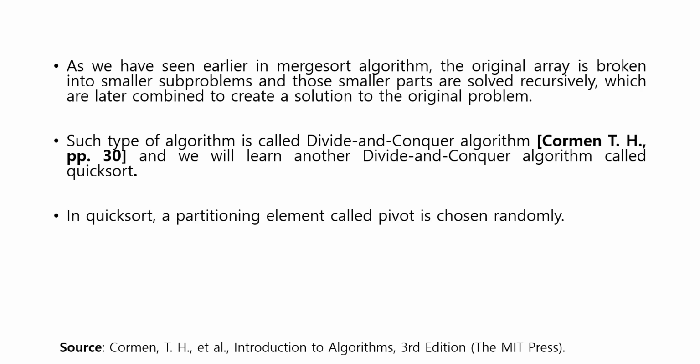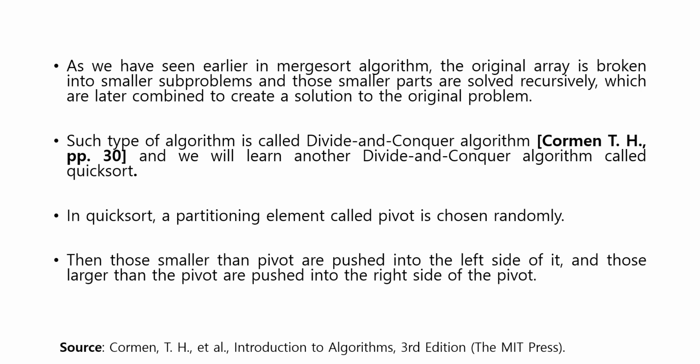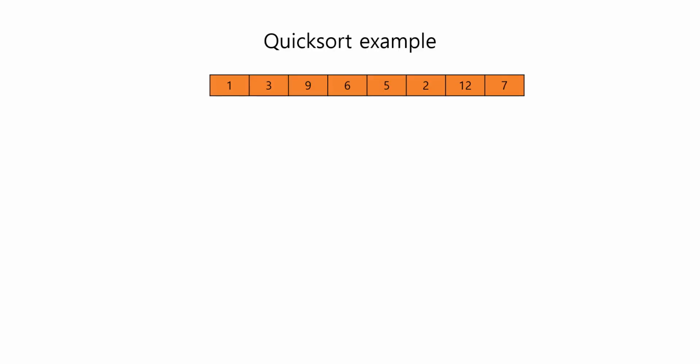quicksort. In quicksort, a partitioning element called the pivot is chosen randomly, and the elements smaller than the pivot are pushed to the left side of it, and the elements larger than the pivot are pushed to the right side of the pivot. So let's look at an example. Here's a sample array with elements 1, 3, 9, 6, 5, 2, 12, and 7. And you can pick a pivot.